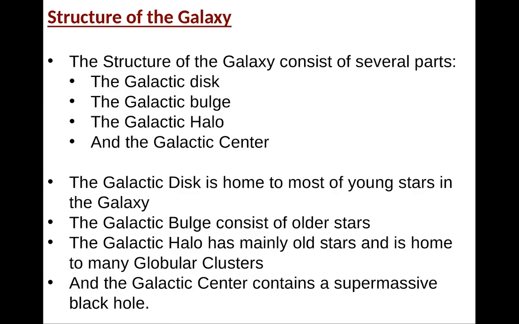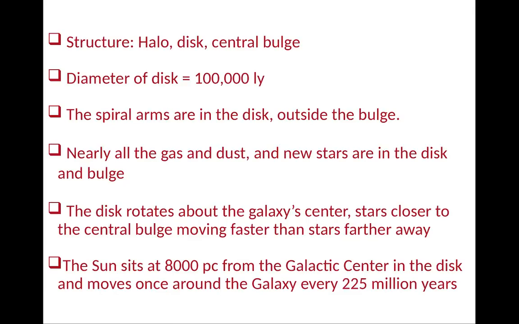All right, so the galactic disk is home to most of the young stars in the galaxy. The galactic bulge consists mainly of older stars. The galactic halo is just that, a halo. Mainly old stars, it's home to many globular clusters. And the galactic center contains a supermassive black hole, which we'll talk about near the end. All right, so let's talk about some of the structures of these things. The structure is the halo, the disk, and the central bulge. That's the main part of the galaxy.